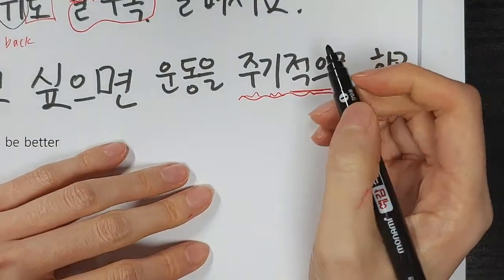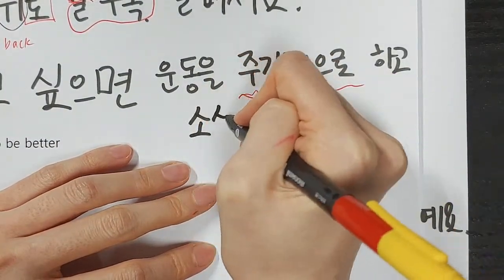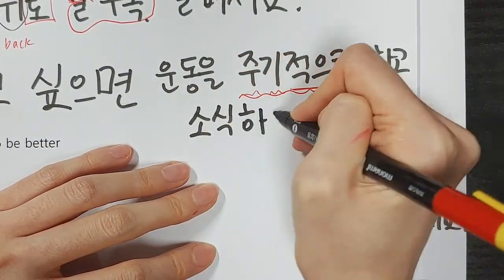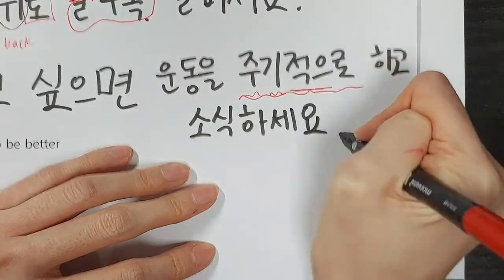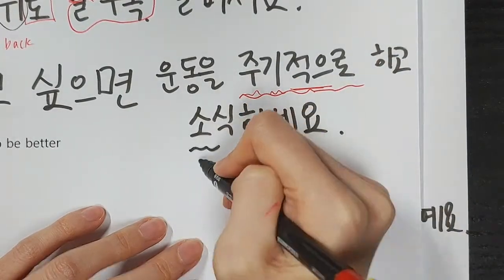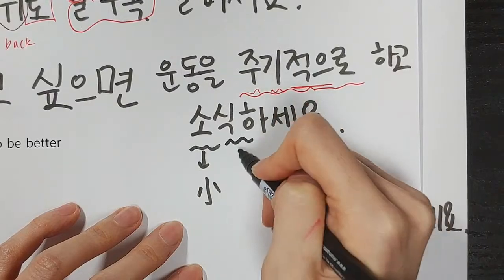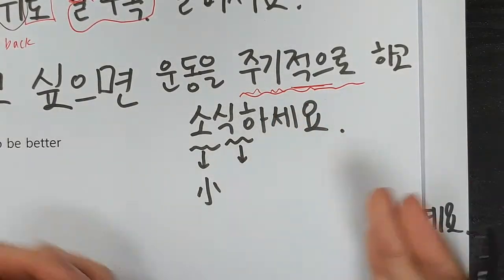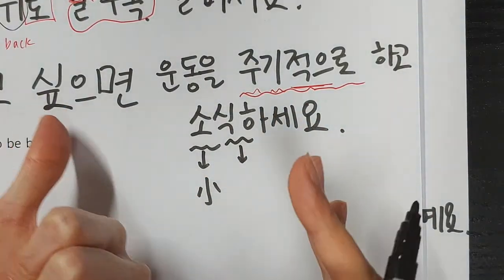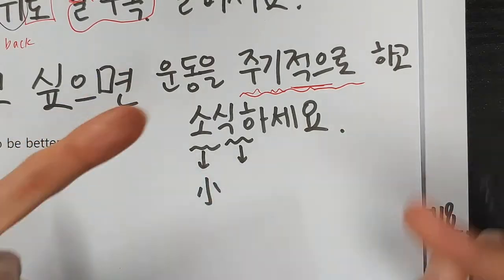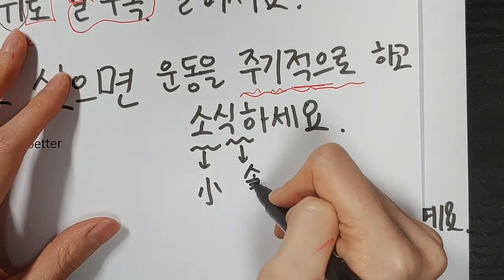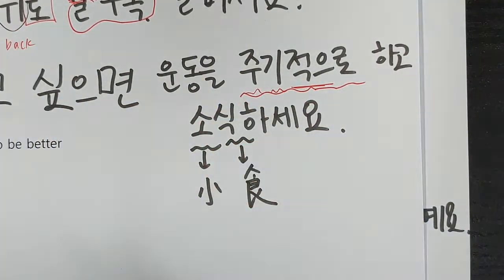And here's a good word to know, guys. You can say 소식하세요. So 소, we learned, comes from Chinese character small, and 식, I'm pretty sure it's familiar to a lot of you guys, like 식사, eating, or 음식, food. So 식 has to do with eating or food.